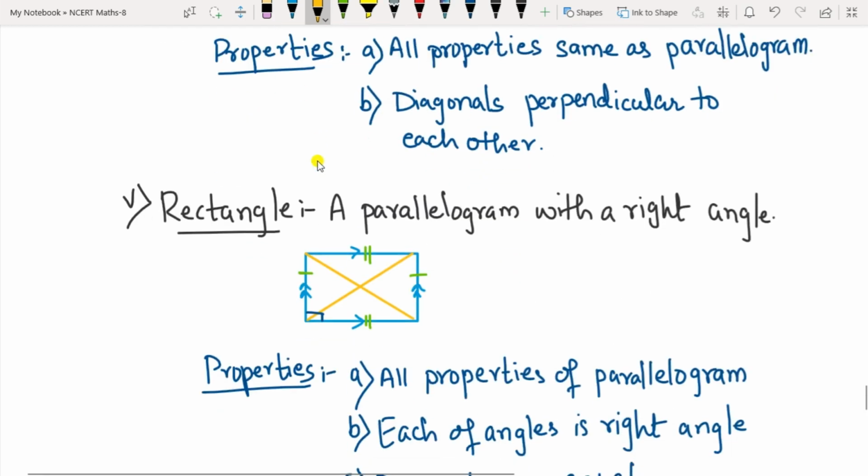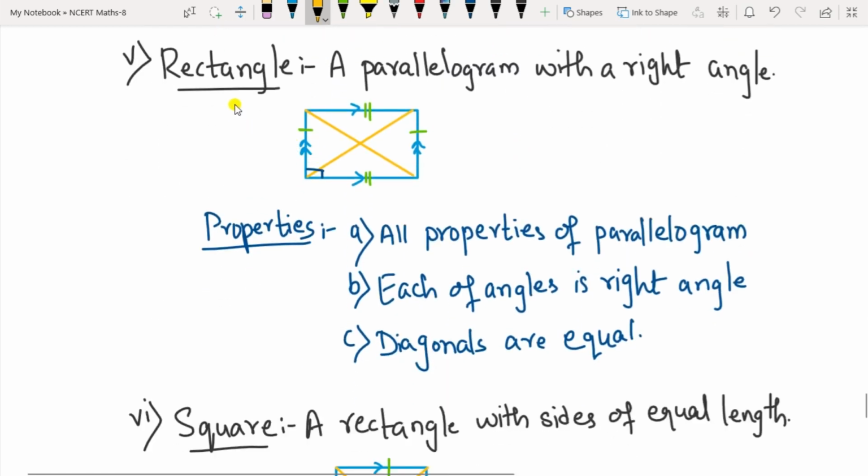Okay. Then comes the rectangle. A parallelogram with a right angle at its vertex is called a rectangle. So this is a parallelogram, but the angle here is a right angle, making it a rectangle. Opposite sides of the rectangle are equal. All the sides are not equal here. Opposite sides are equal. This is equal to this and this is equal to this, and they are parallel also. Opposite sides are parallel too. Okay. And diagonals are equal in length. These diagonals are equal in length. They are not perpendicular to each other. They bisect each other, but they are not perpendicular to each other. But the length of the diagonals is equal.